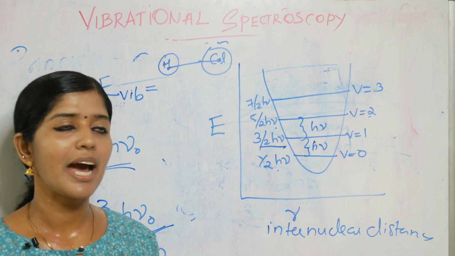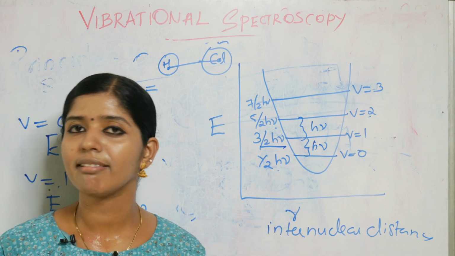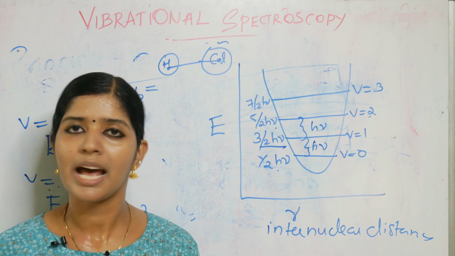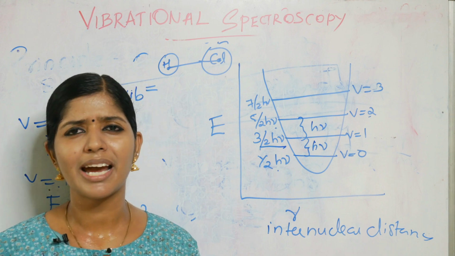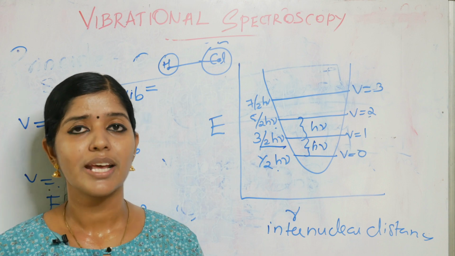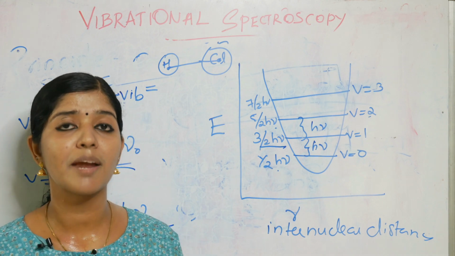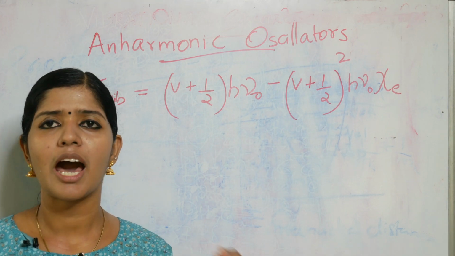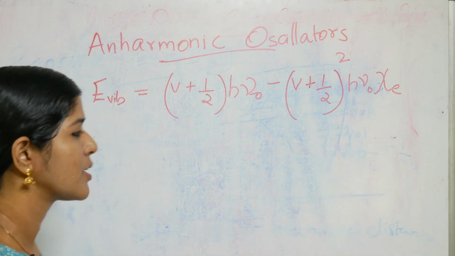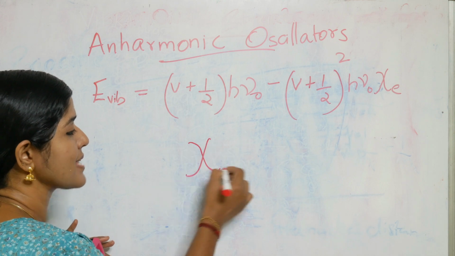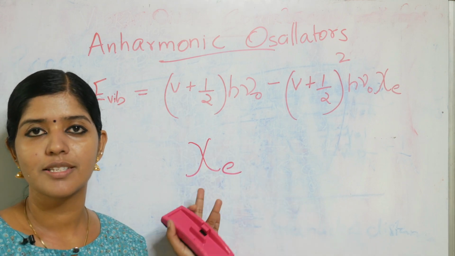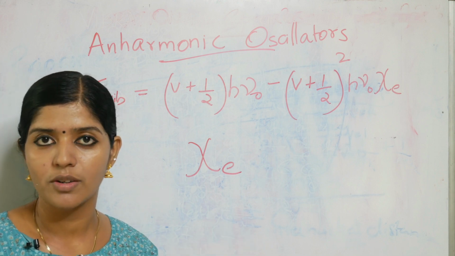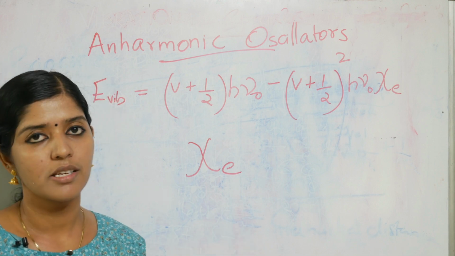The simple harmonic oscillator only exists in theory. Generally, when we speak about molecules, they are not simple harmonic oscillators; there is some kind of anharmonicity. So next we have to learn about the anharmonic oscillator. For an anharmonic oscillator, there will be an anharmonicity constant, which is always represented as chi e. So chi e is the anharmonicity constant, and that will also add on to our energy equation.